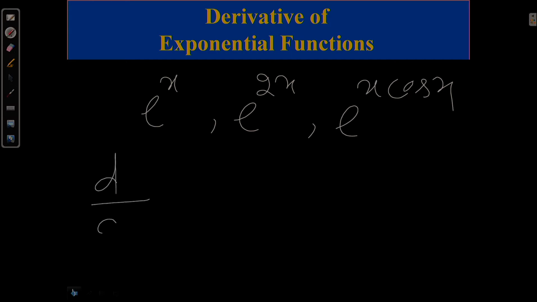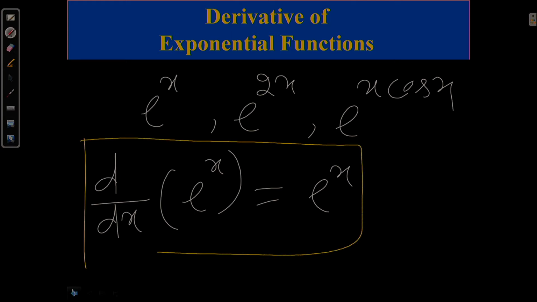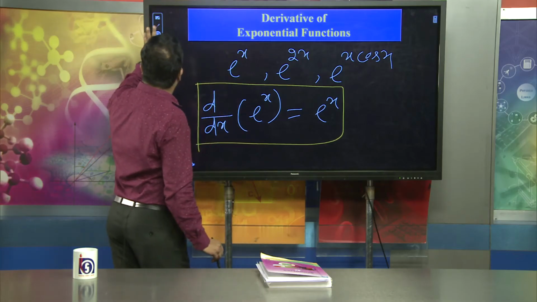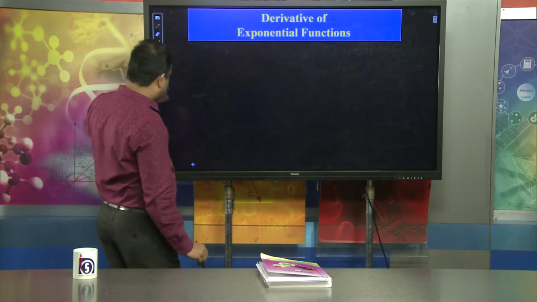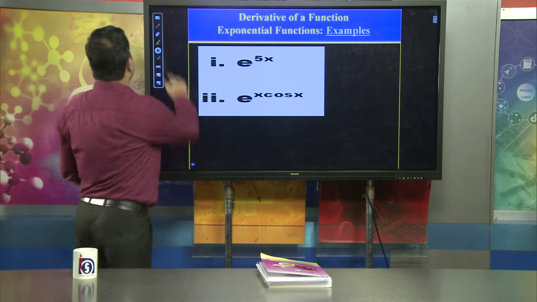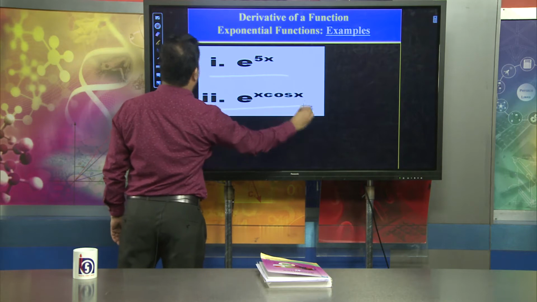This formula is d/dx of e raised to the power x, which is equal to e raised to the power x. Okay. Now, we will take some problems to discuss how we have to use this formula, which is very important. First e raised to the power 5x, then we will discuss e raised to the power x cos x.